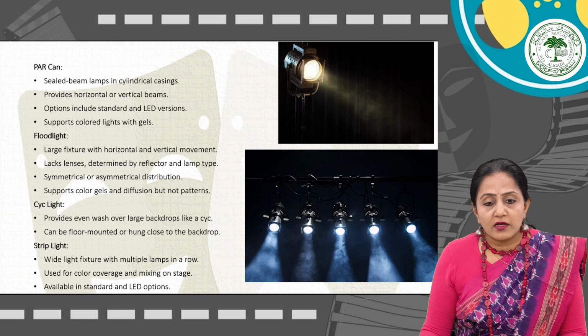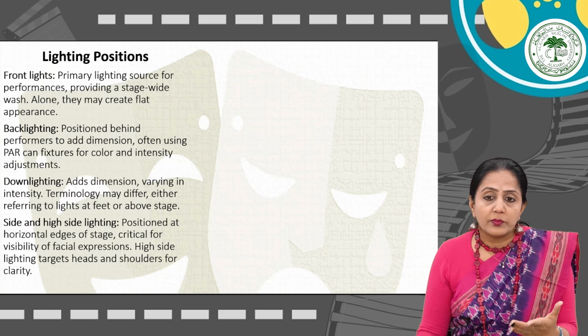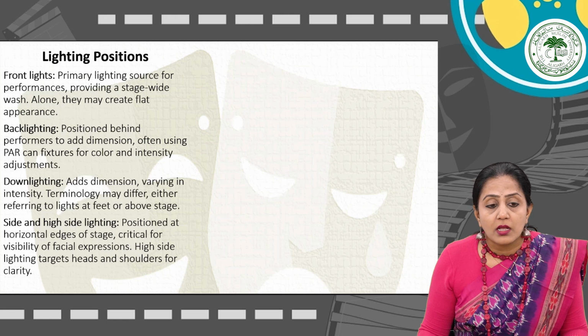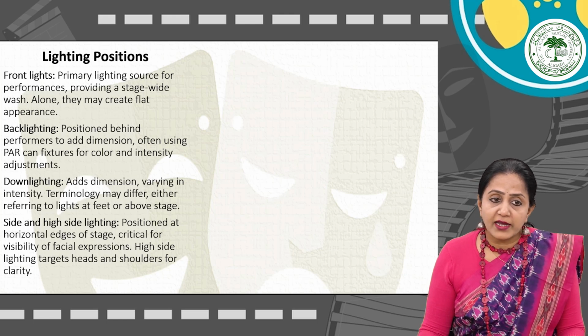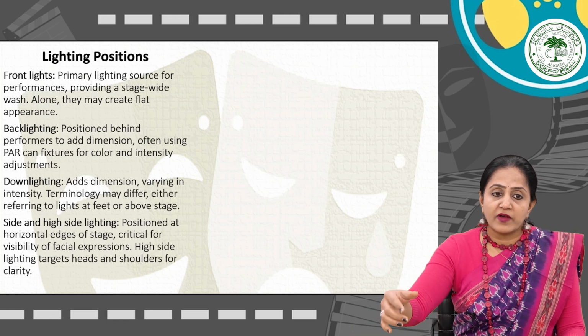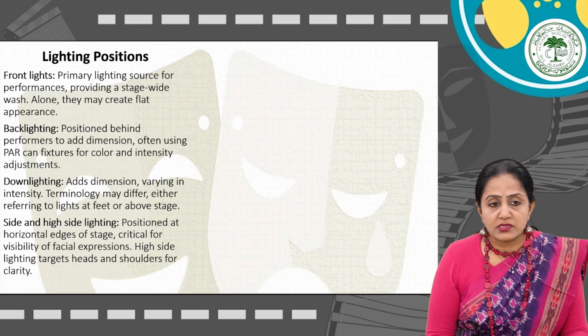So these are lights, and then there are light positions. Where to place the light? You have different kinds of positions defined, and front lights, that is the primary lighting source for performers, providing a stage-wide wash. Alone they may create a flat appearance.